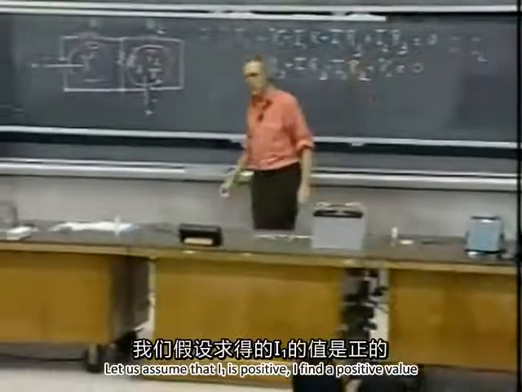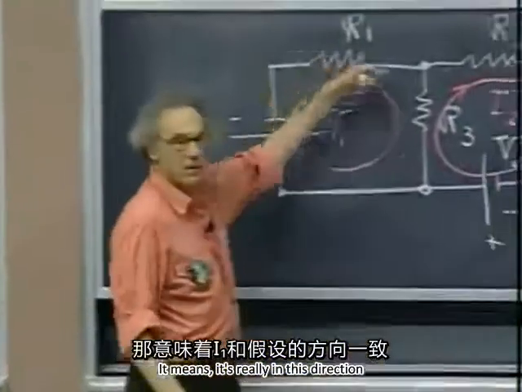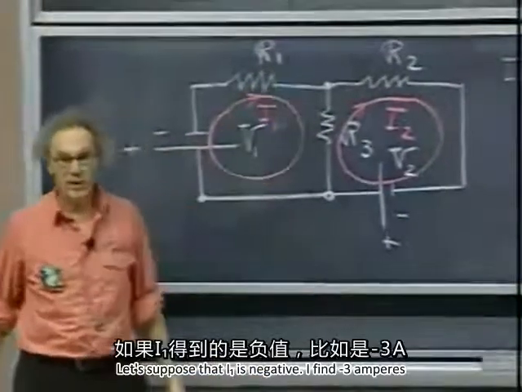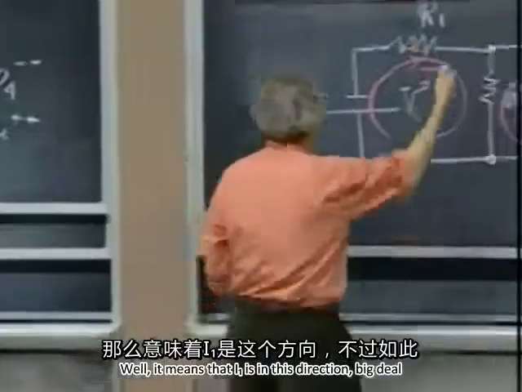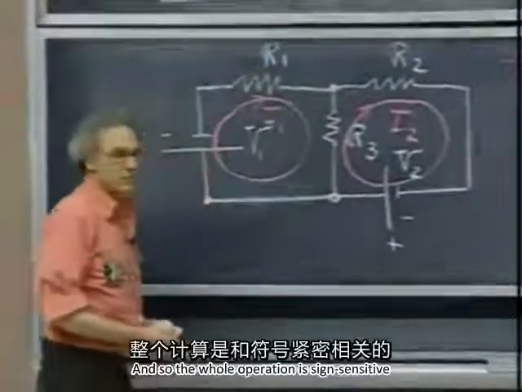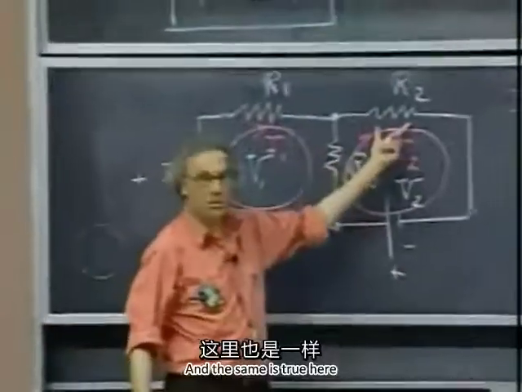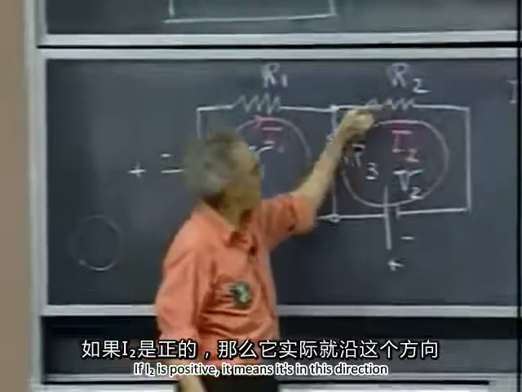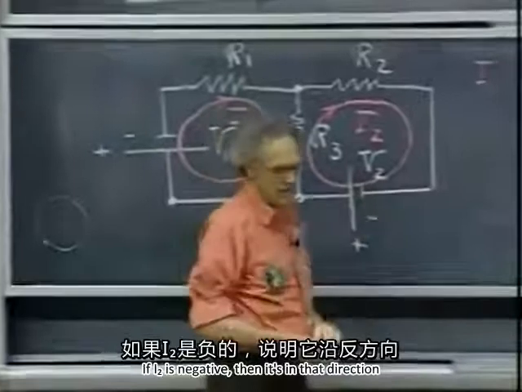Let us assume that I1 is positive. I find a positive value. It means it's really in this direction. Let's suppose that I1 is negative. I find minus 3 amperes. Well, it means that I1 is in the opposite direction. Big deal. And so the whole operation is sign sensitive. And the same is true here. If I2 is positive, it means it's in this direction. If I2 is negative, then it's in that direction.